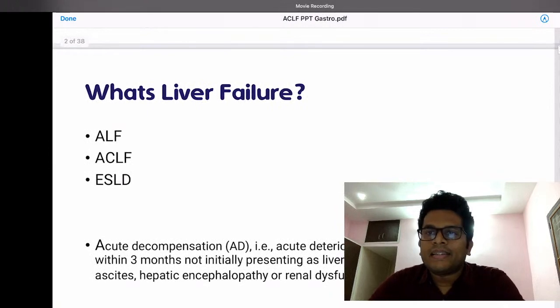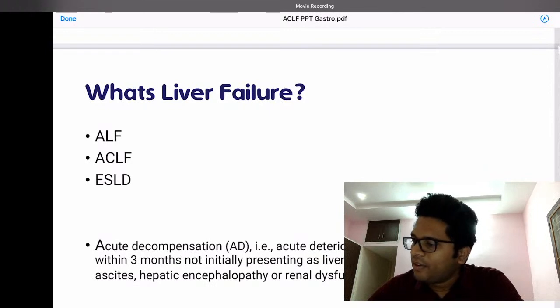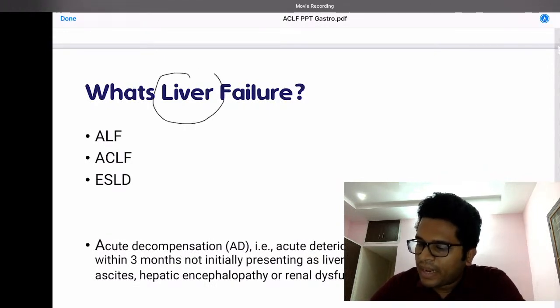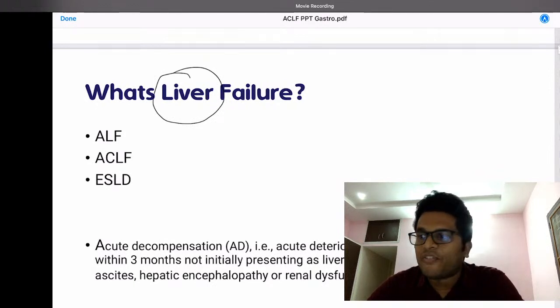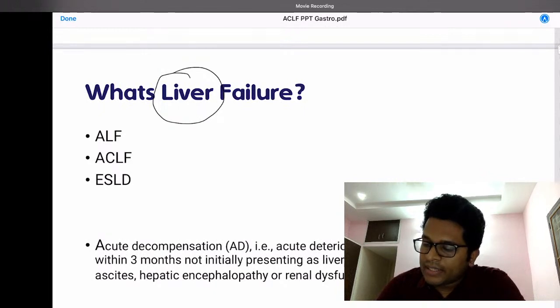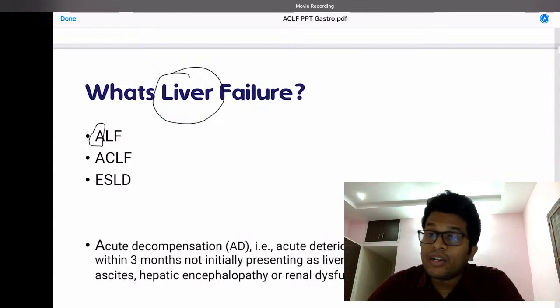Now, liver failure is where we talk about one single organ, that is, the liver, being primarily the organ which has failed. Now, this in a clinical scenario can occur in three different stages. One, when the patient had a completely normal liver and then gets an acute insult leading on to liver failure, which occurs in the scenario we call ALF. We are not discussing that right now.